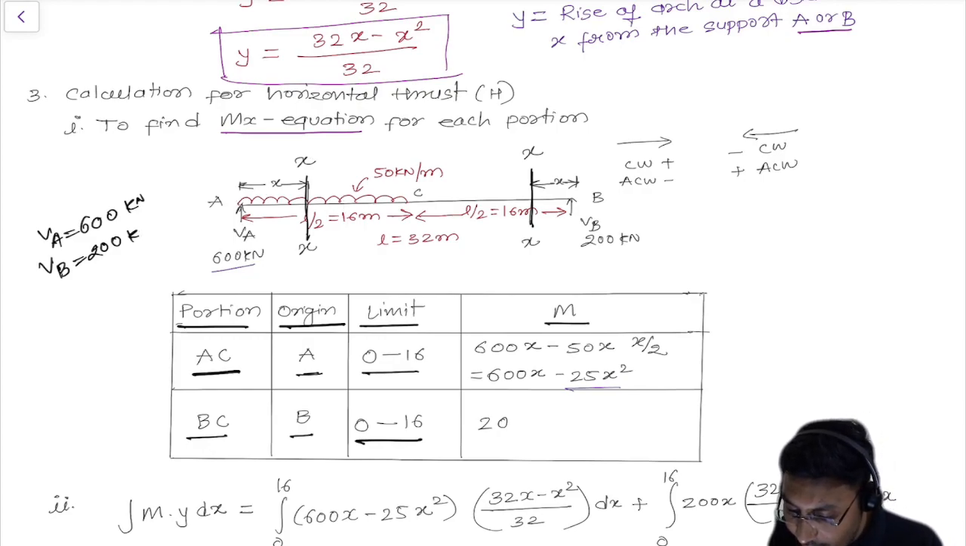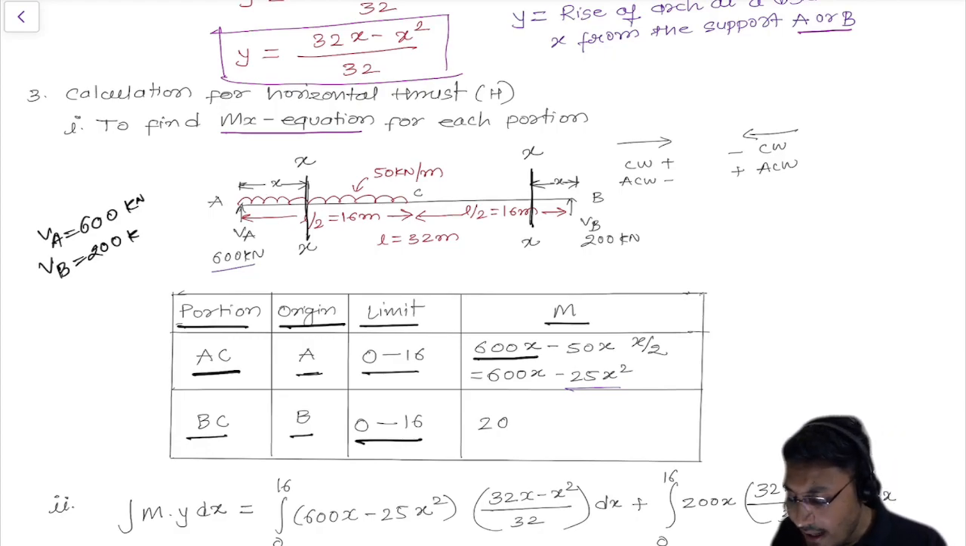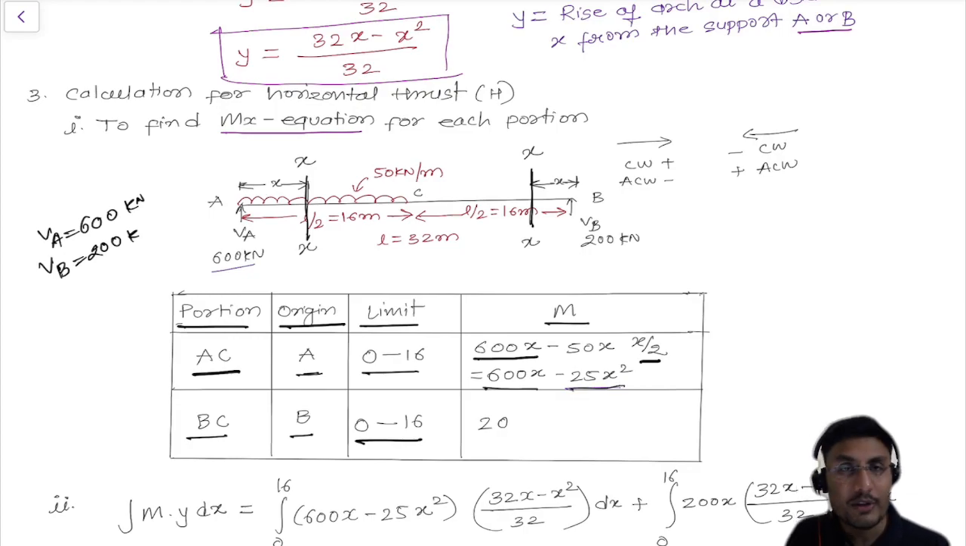So let's write 600 into x minus, now we have the uniformly distributed load on that span, so 50 into x divided by 2. Why? Because 50 is the load, x is the distance, and we have converted this UDL into a point load. That's why x divided by 2. So we need to solve this equation. It will be 600x minus 50 divided by 2, which becomes 25, x into x square, so 25x square. So we got the equation 600x minus 25x square.